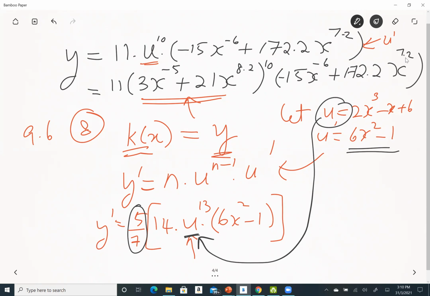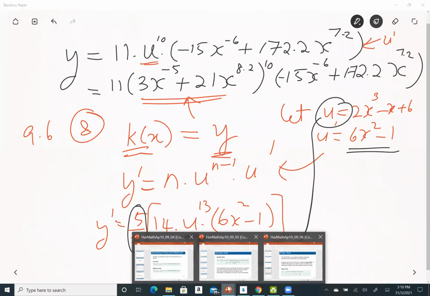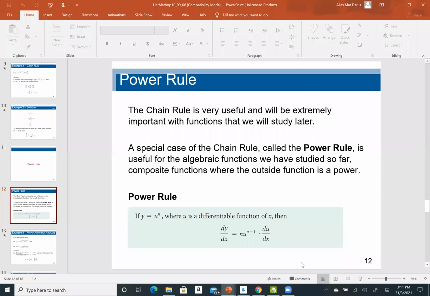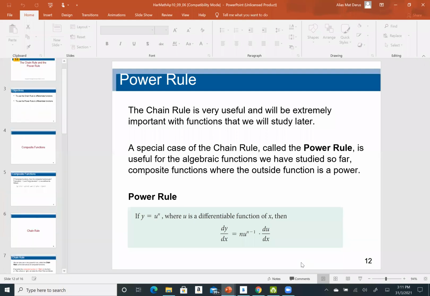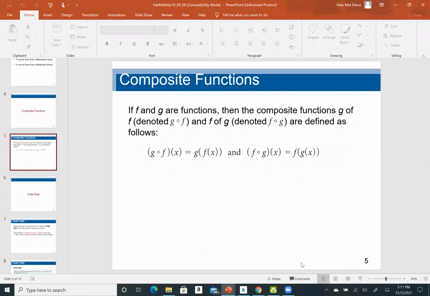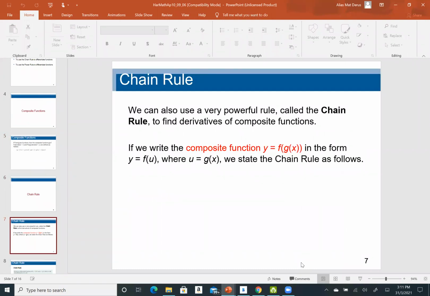Now the next rule would be, what if I have something like this instead? You call it the chain rule. Now the chain rule is where you have a function like this: y is a function of u, and u is a function of x. Now you want to find dy dx.